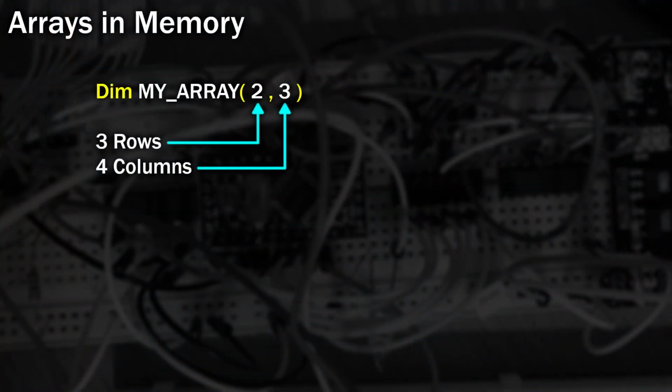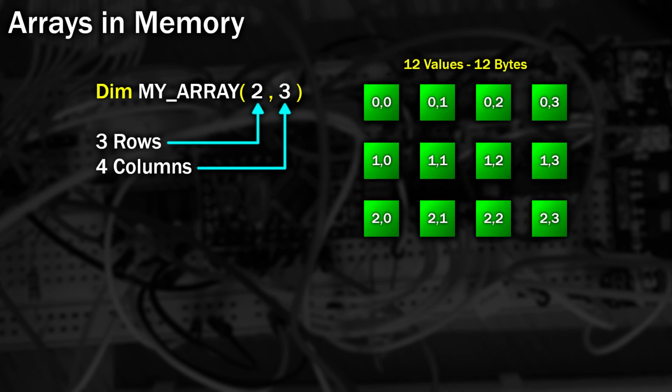Imagine we created an array that was 4 columns by 3 rows. Note that here I've put the rows first, not the columns. Also, their values are 2 and 3 rather than 3 and 4, because AMOS arrays start from 0 and go up to and including that number. 3 multiplied by 4 is 12, so we need 12 bytes to store it.